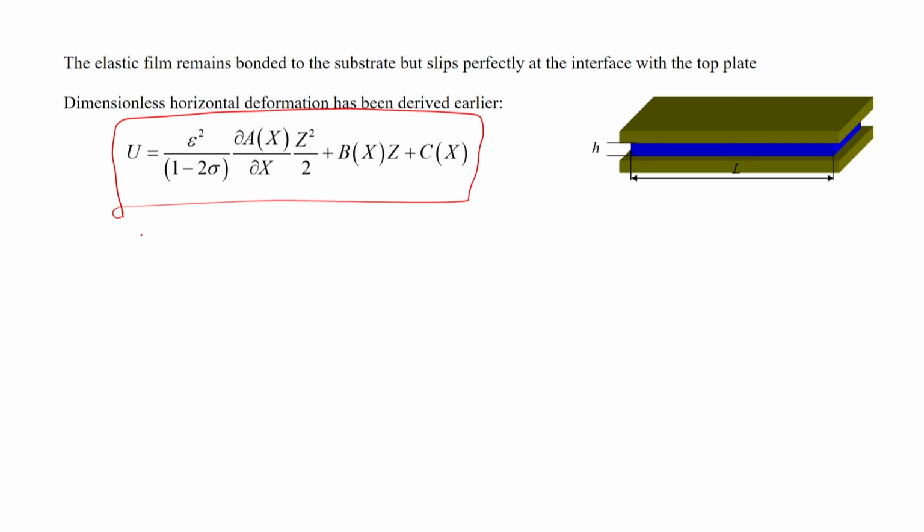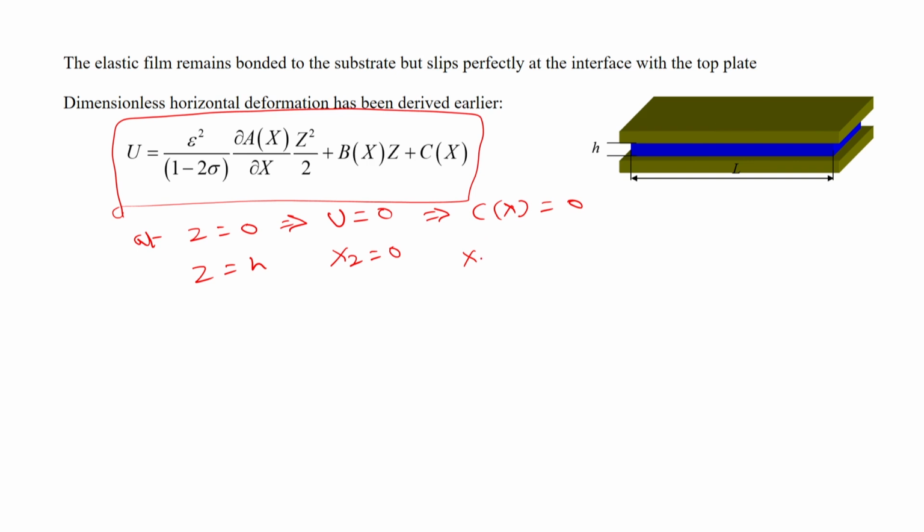Now, let us see that at z equal to 0, u is equal to 0. If that is the case, then this will give rise to C of x equal to 0. And we have to write at z equal to h, sigma xz is equal to 0. So, sigma xz is what? We have to first write it in dimensionless form, remember that.